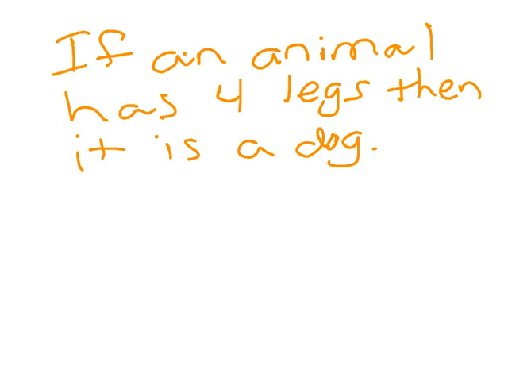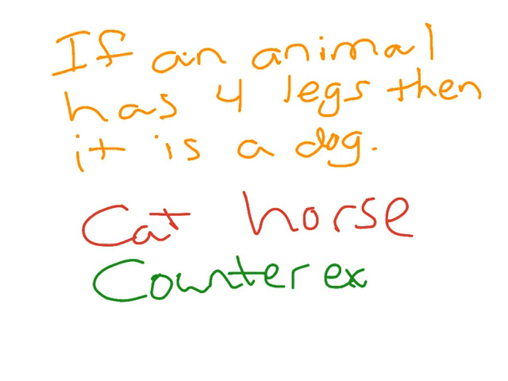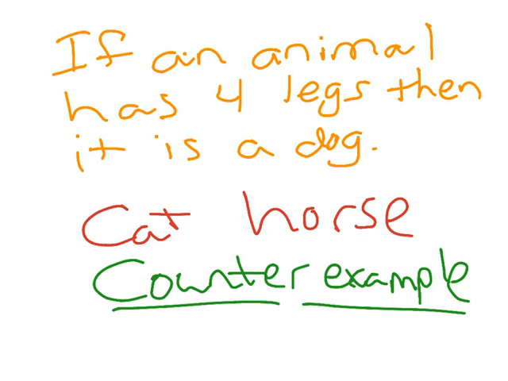So an animal that has 4 legs, well, a cat has 4 legs. Is that a dog? No, it's not. A horse has 4 legs. Is that a dog? No, it's not. So these are all examples of a counterexample that would prove this statement is incorrect. And that's the point of a counterexample.